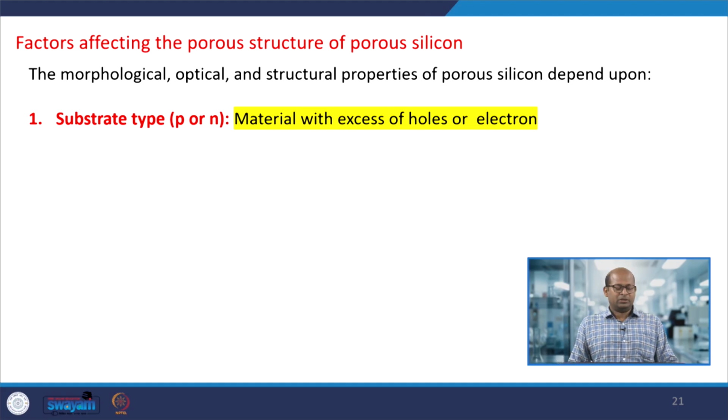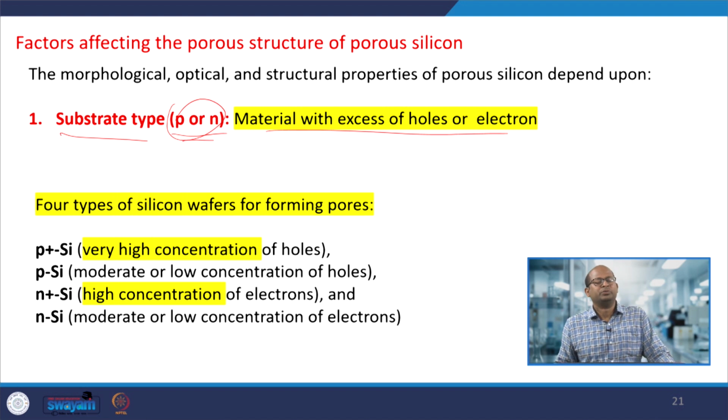So next are the factors that affect the porous structure of the silicon. Here I said substrate, either P type or N type. That also depends on the elements we use with the silicon, so depending upon the dopant materials, either P type or N type. Depending upon the substrate type, the pores will also be affected.